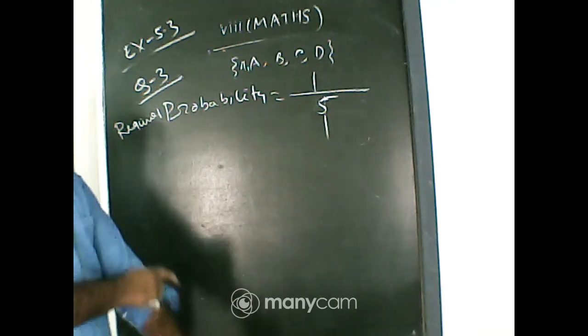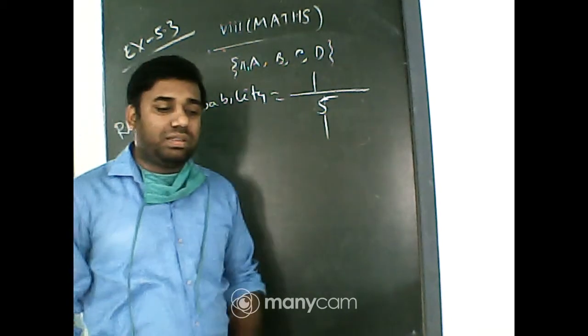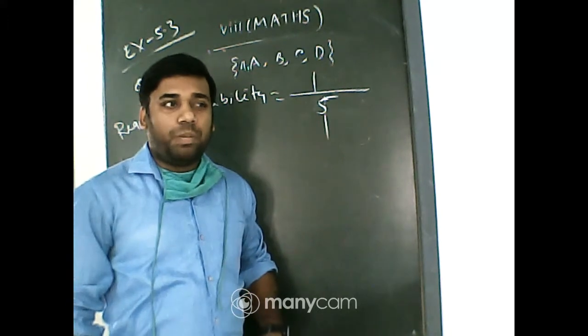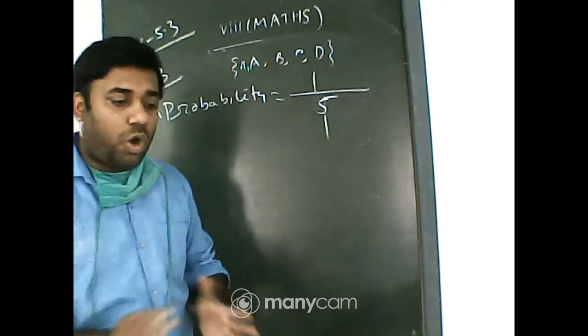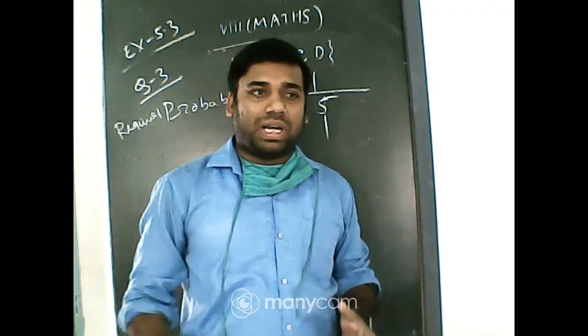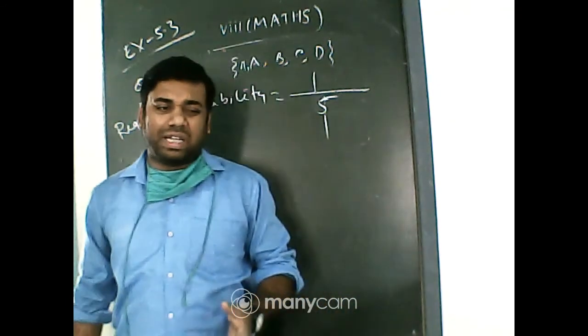Possibility and probability you can take in your section. Probability is a number that lies between 0 and 1. Always probability lies between 0 and 1, and possibility you can explain in another way.